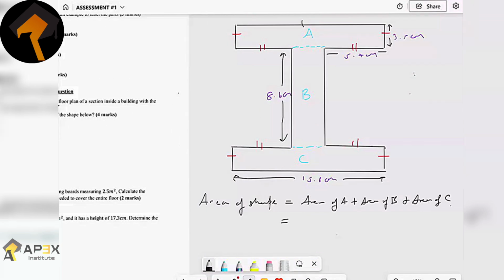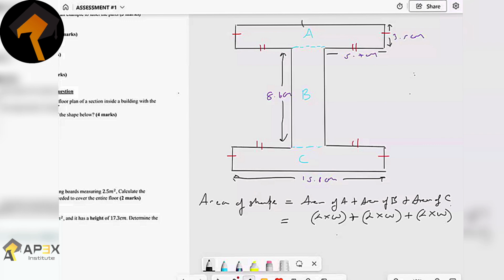So now we know that all 3 shapes are rectangles. So essentially, it's going to be length times width, plus length times width again, plus again length times width. Now bear in mind that the length for each shape is going to be different.